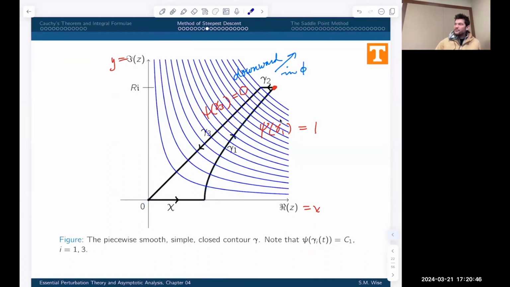We're going to have those 2 principles in the saddle point method, but we're also going to want to run one of these contours through what's called a saddle point. And that's why it's called the saddle point method. We'll talk about that next time.